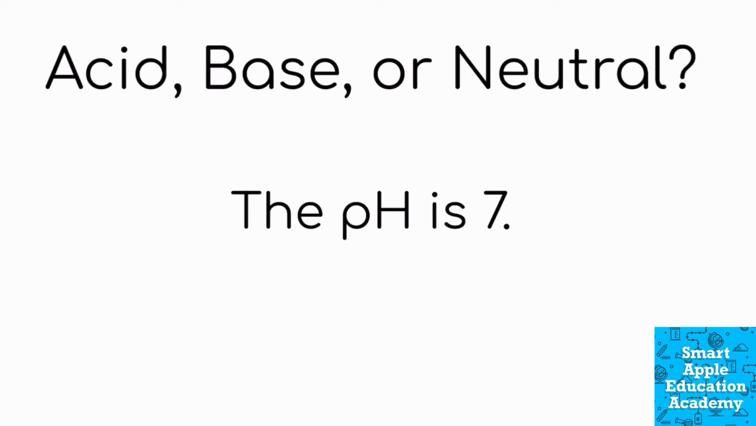The pH of a solution is 7. Is it an acid, is it a base, or is it neutral? Well, let's think about it. The scale runs from 0 to 14. If something has a pH of 7, then it is neutral.